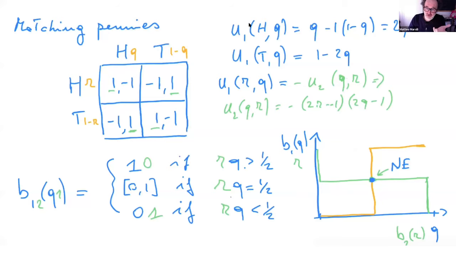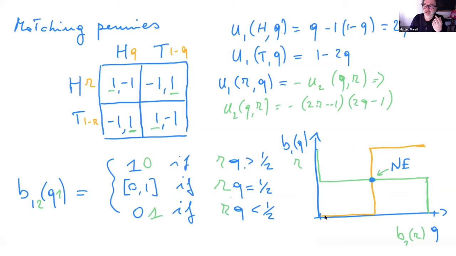So then what you have to do is to find out what is the expected payoff of player one if he plays a mixed strategy R against a mixed strategy Q. And you do this by computing what is the expected payoff of playing head against Q or playing tail against Q. And what you find is essentially that this is (2R minus 1) times (2Q minus 1). And this is the opposite of what player 2 gets, okay? So given this function here, you can find out what is the best response for player 1 if he plays against Q, okay?